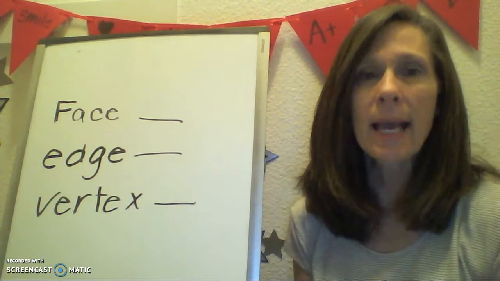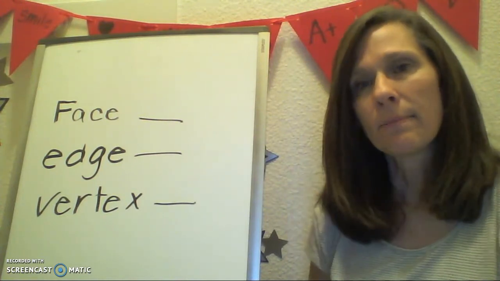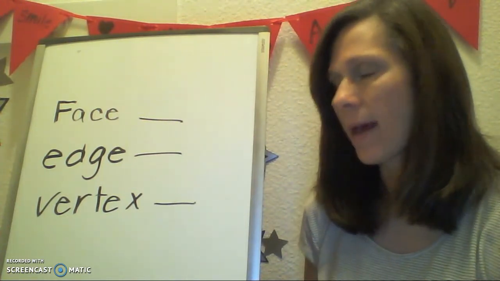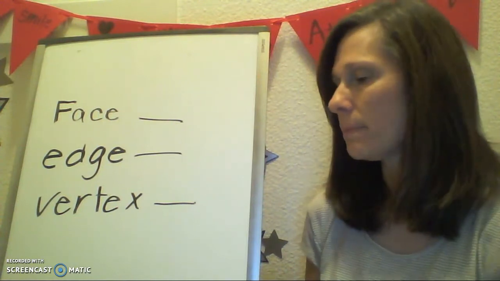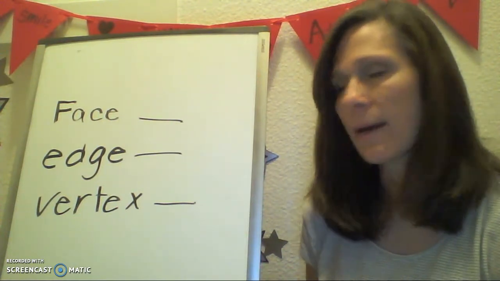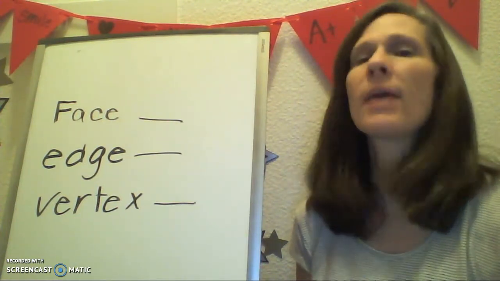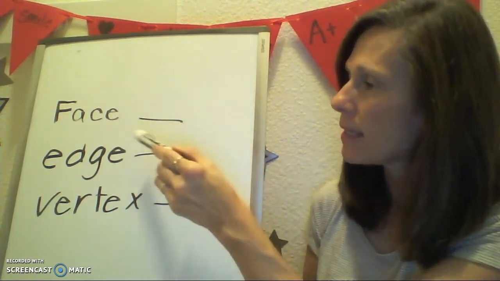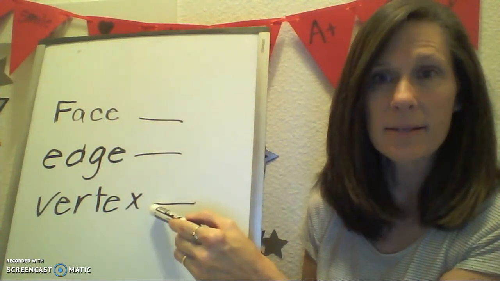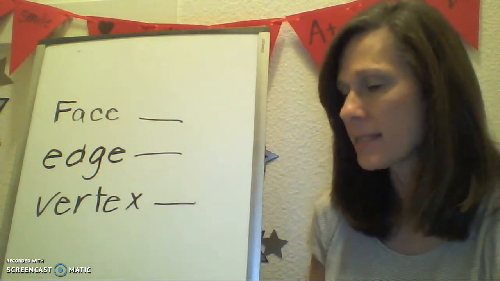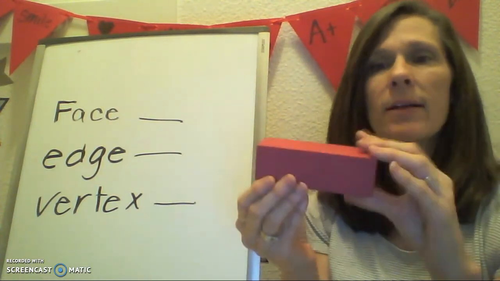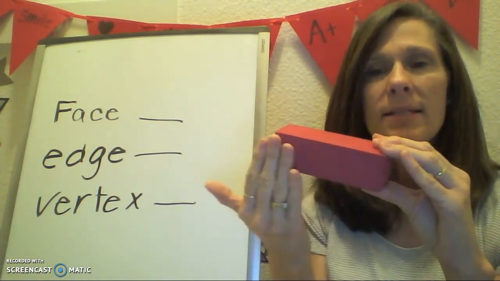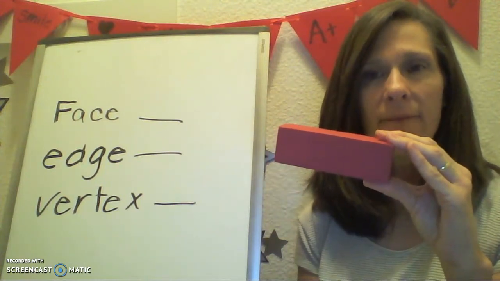Well, when we're looking at attributes to try to classify them or try to show what they're made of, we're looking at three different things. We're looking at the face, the edge, and the vertex. Okay, so the face is the flat side of the shape. Like right here, this is the flat side. We would call that the face.